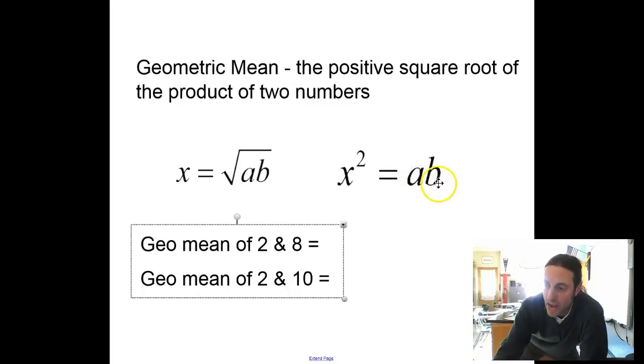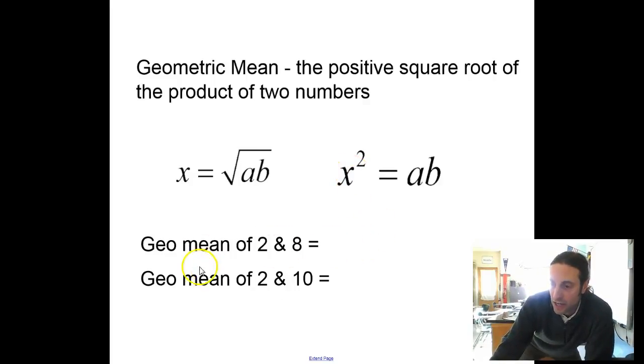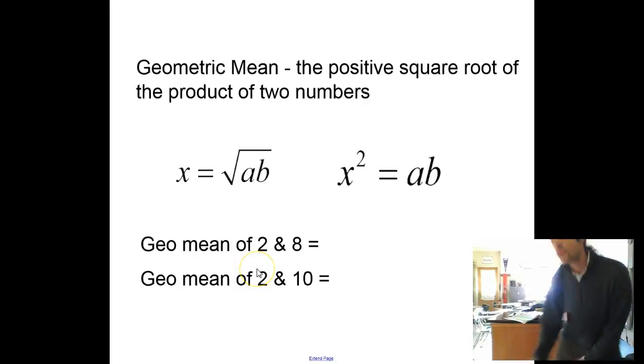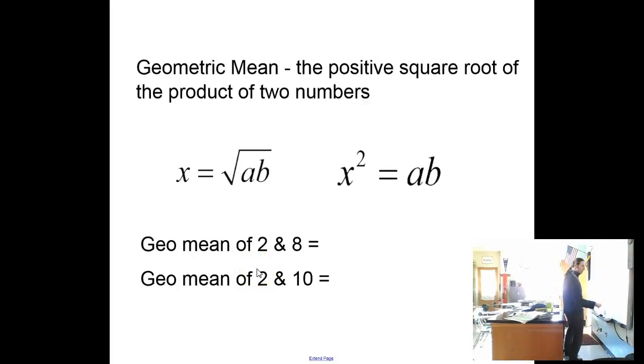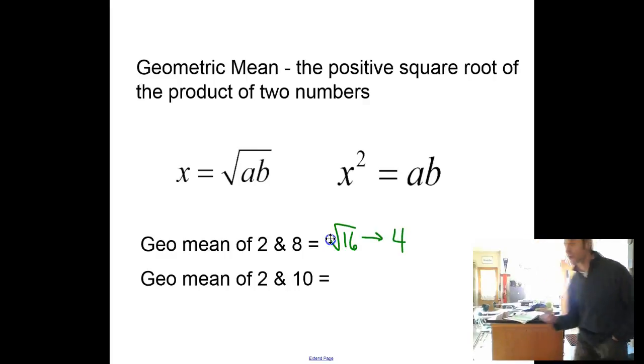So if I multiply a and b together, that's going to equal some value squared. So what this looks like here is the geometric mean of 2 and 8. Well, 2 times 8 is 16. I take the square root of that. That means it's just 4. I'm going to do the positive value there, all right?